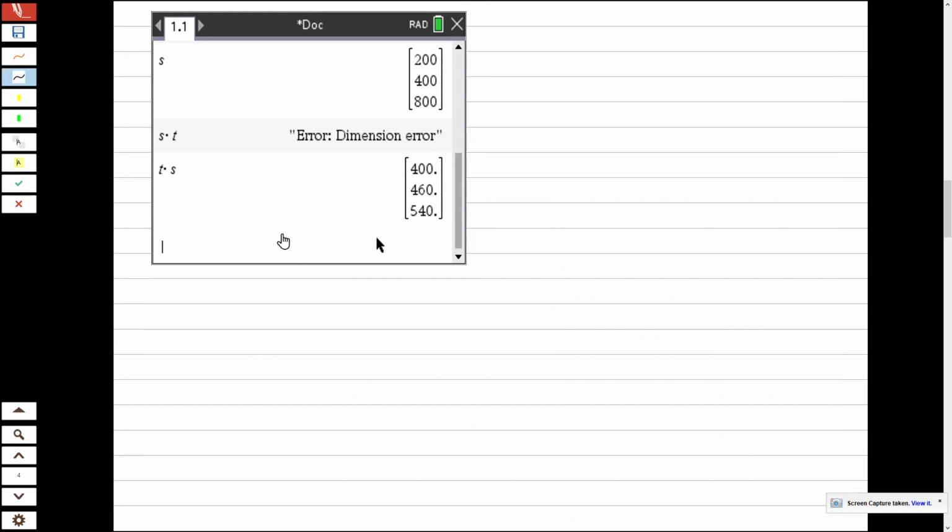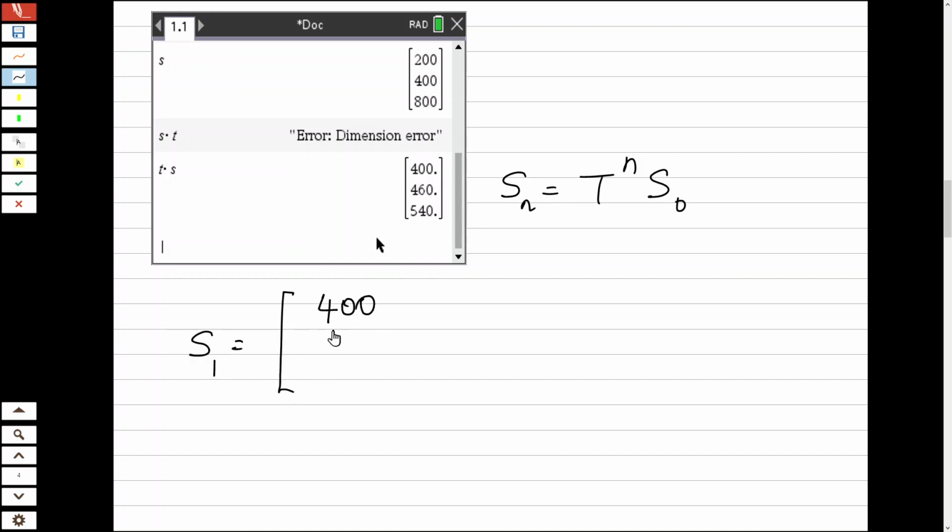So Tn times S naught equals Sn. So here we found that S1 equals 400, 460, and 540. What does the first row tell me? 400 people will be at Cafe A.